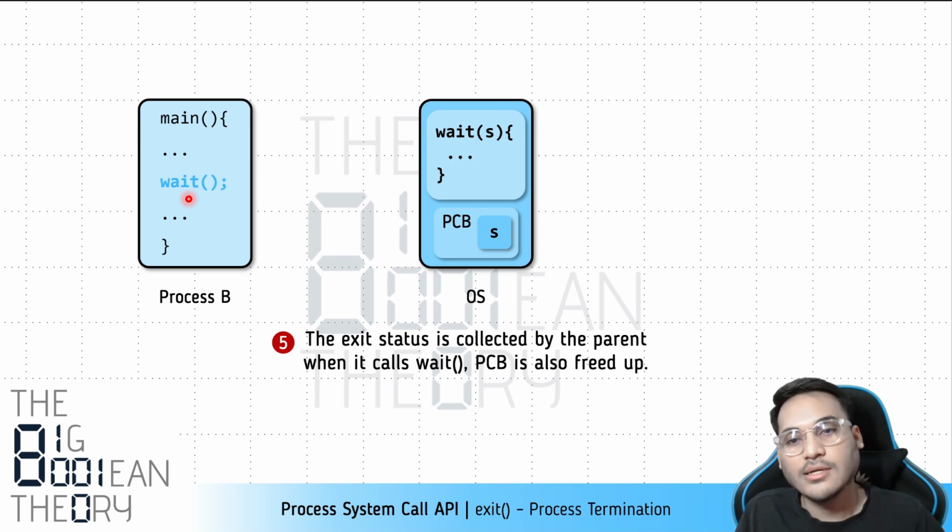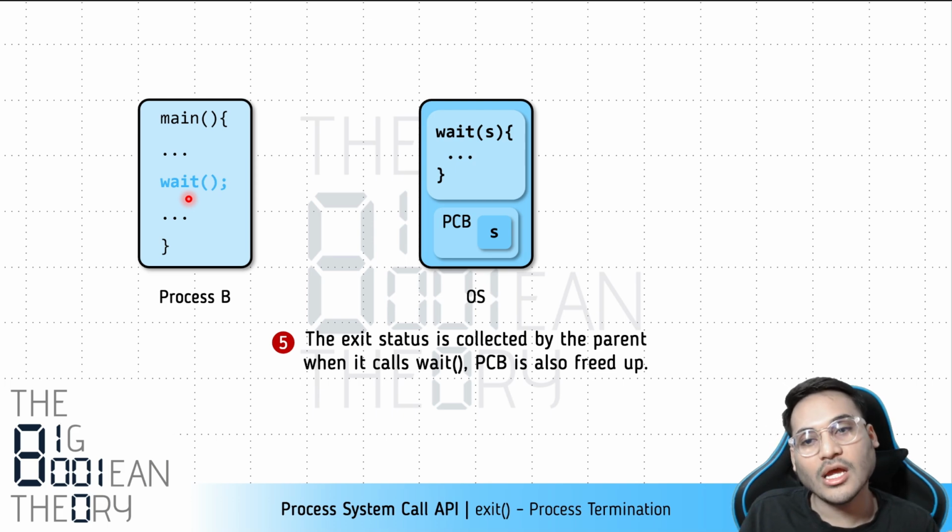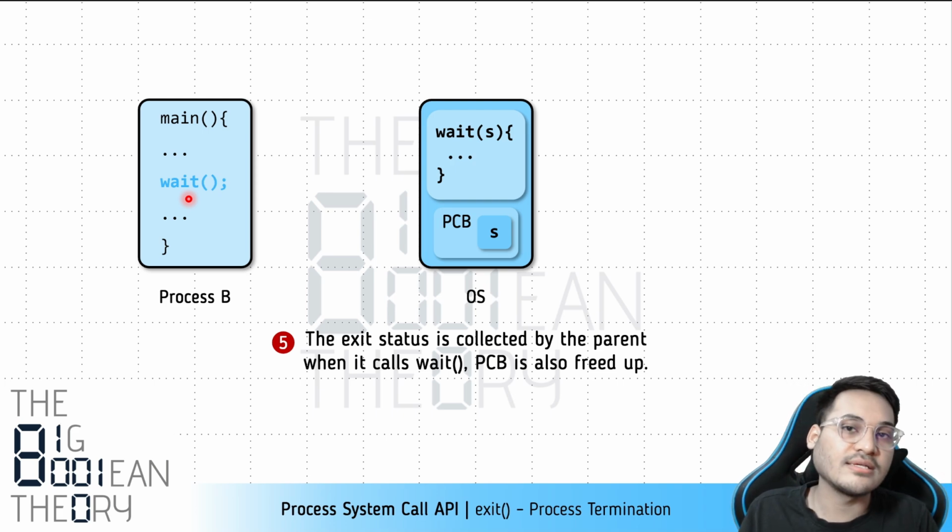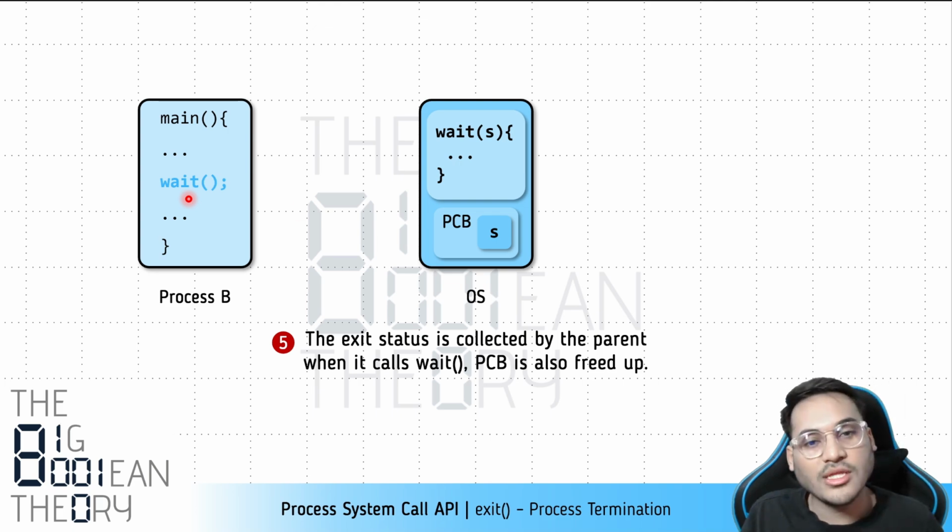So in this case, it can be called post exit also, right? It can be called before the child process exits, or it can be called after also. So in this case, as you can see, after the child process has exited and it has passed the exit code, the exit code is stored in the PCB.